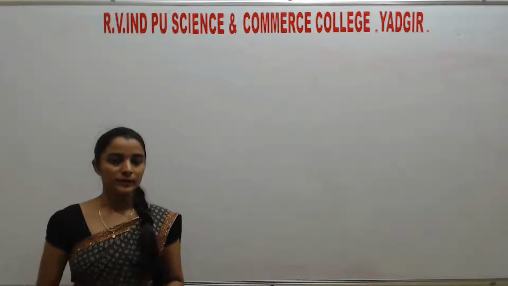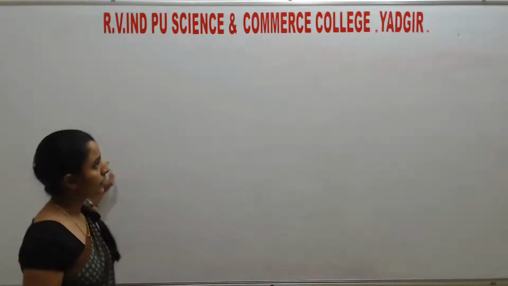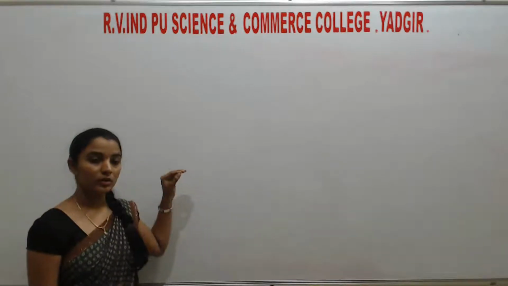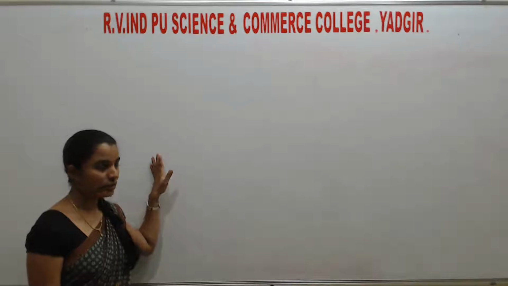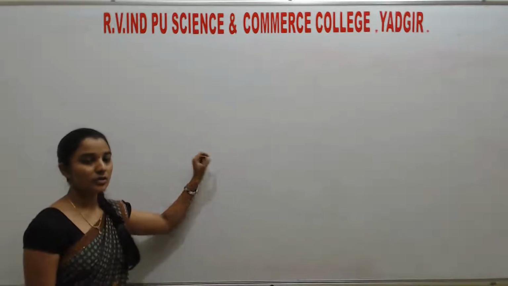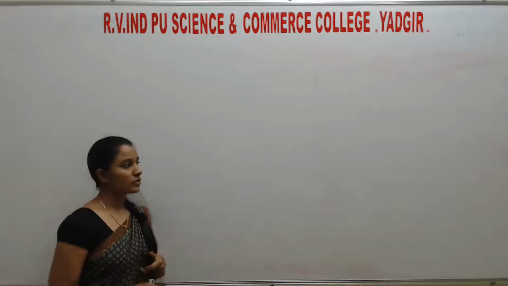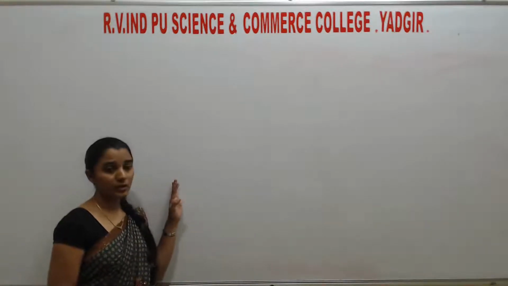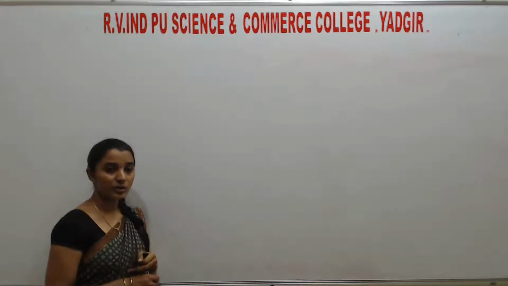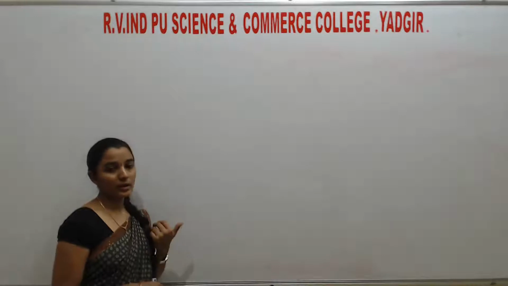Good morning, students. In the last class, we discussed the vapor pressure of liquid solutions. That is explained by Raoult's law. There must be a volatile component. If two different volatile compounds are mixed with each other, they will form a binary solution.